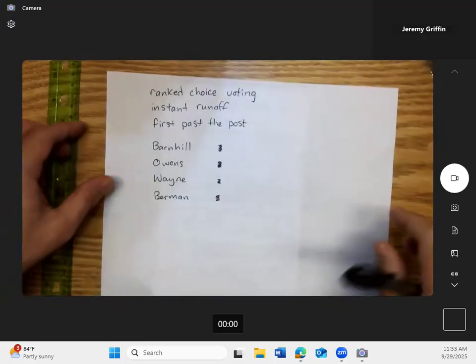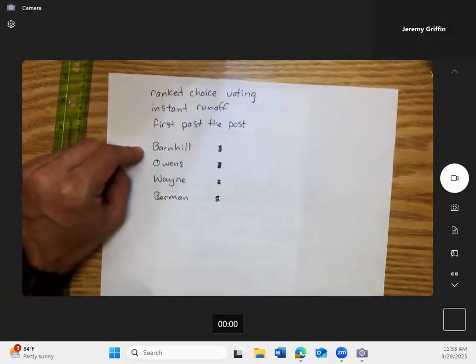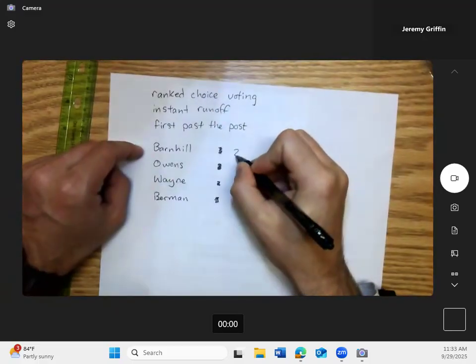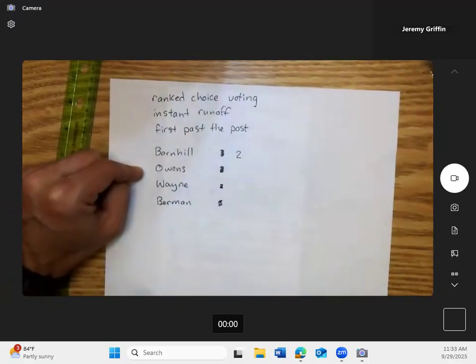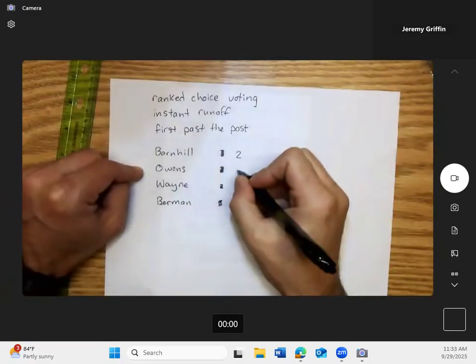All right, so let's see, show of hands. Who is voting for Miss Barnhill as their number one? Barnhill number one. Got one, two. Okay, I'm counting two there. Who's voting for Mr. Owens for number one? We got 1, 2, 3, 4, 5, 6, 7, 8. Okay, I think 8 there.